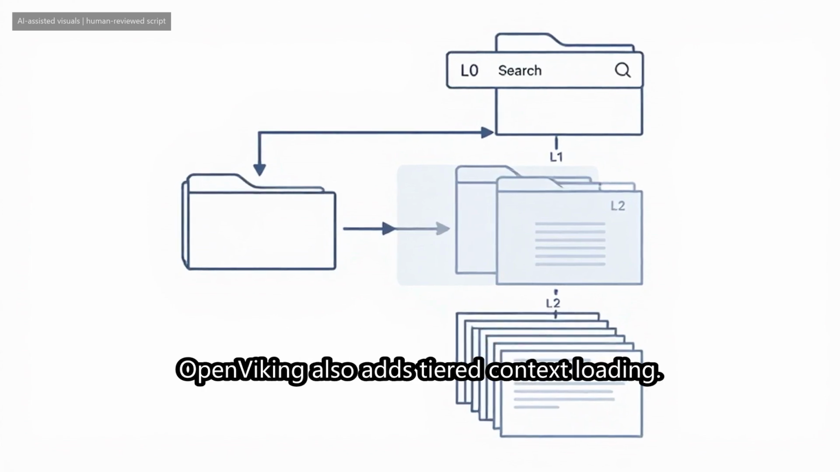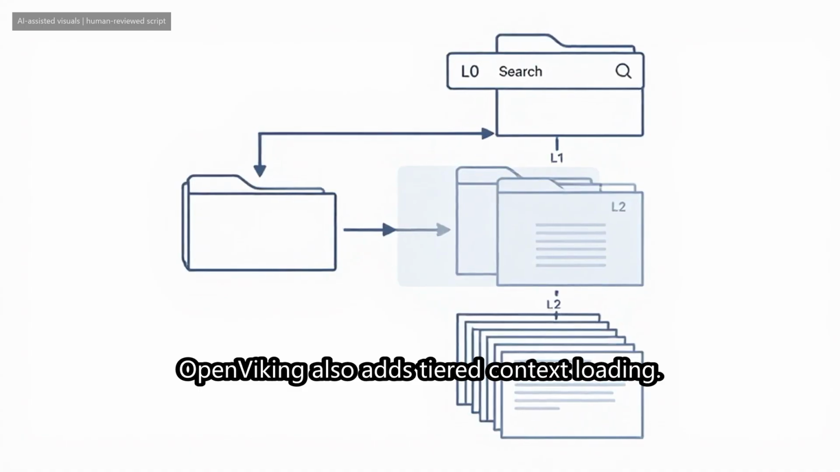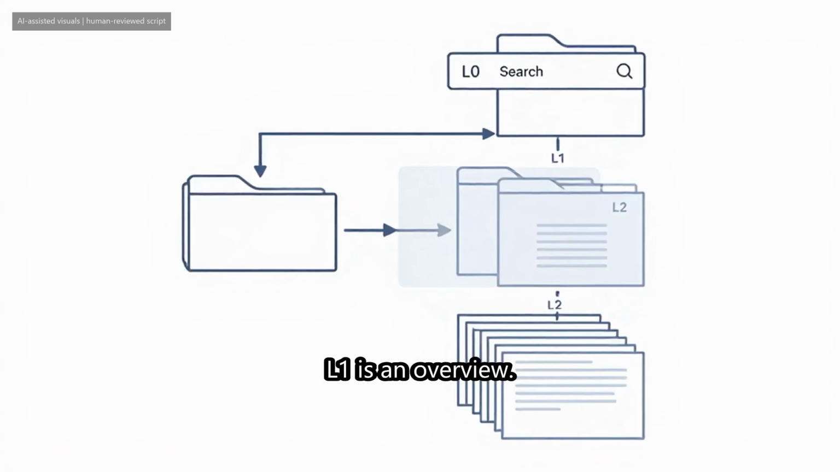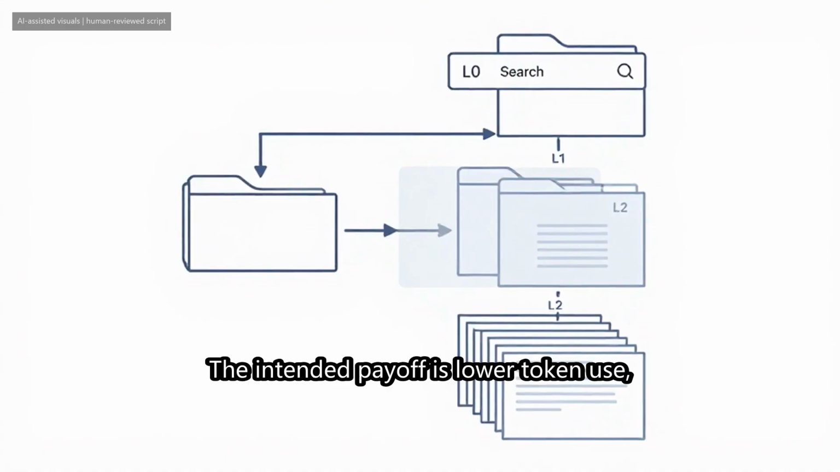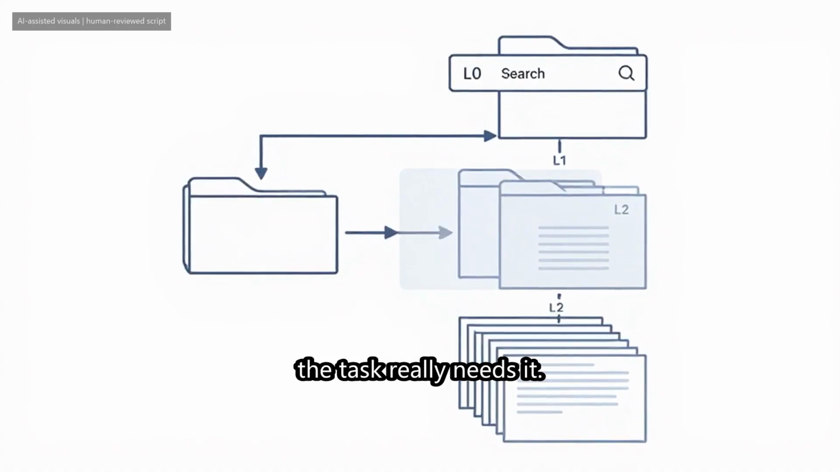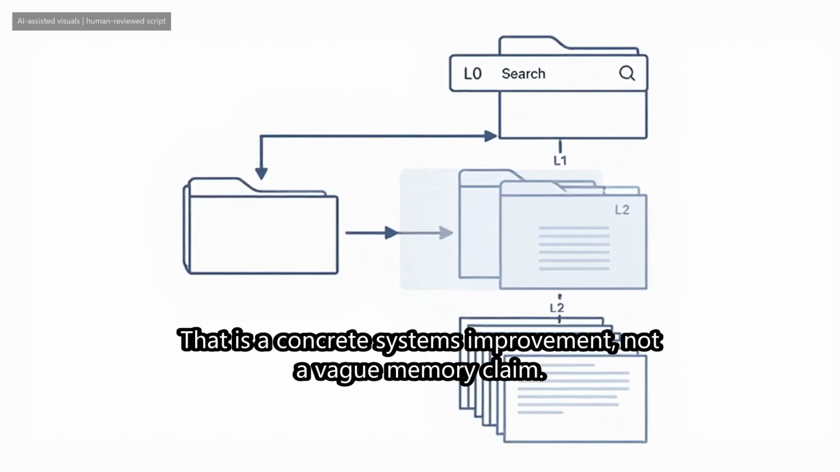OpenViking also adds tiered context loading. L0 is a one-line abstract. L1 is an overview. L2 is the full content. The intended payoff is lower token use, because the agent can inspect summaries first and only pull the original material when the task really needs it. That is a concrete systems improvement, not a vague memory claim.